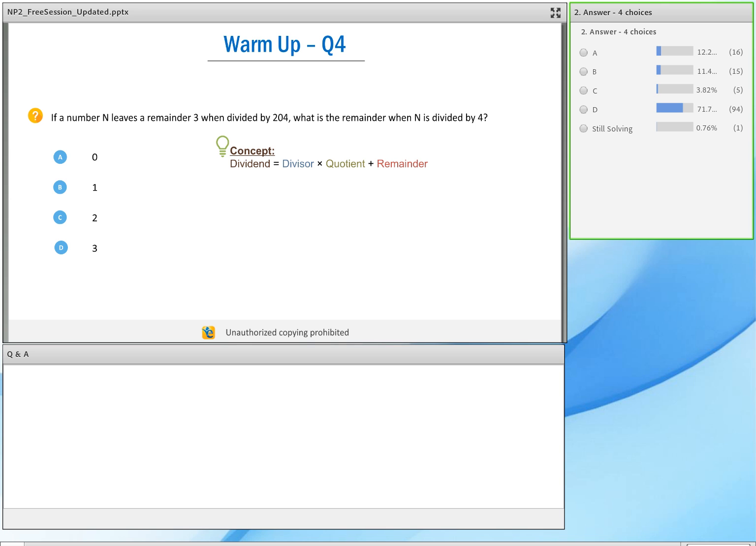So dividend, and what is dividend over here? Dividend is n, okay, is equal to divisor. What's divisor in this case? What was given to you is 204, times quotient. We don't know what the quotient is. And then what's remainder? Remainder is the number 3 over here. Also, the remainder is something that we need to find when we change the divisor from 204 to 4, as is asked in the question. So what we have to do is express n as 4p plus r.